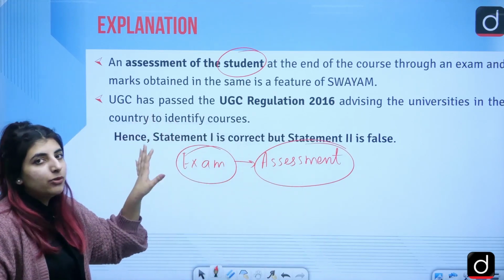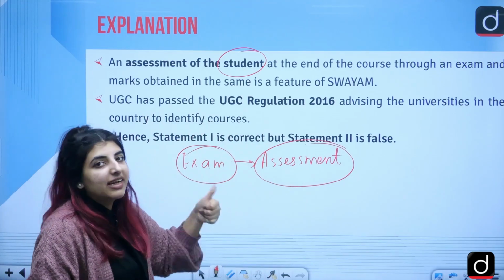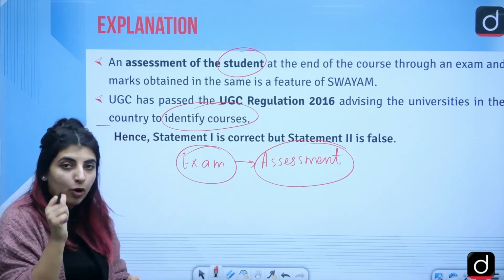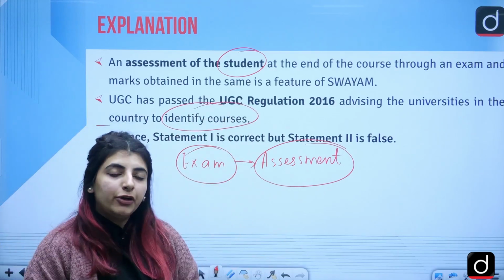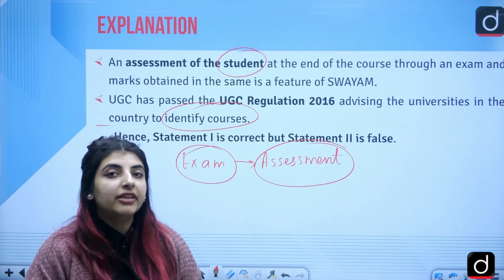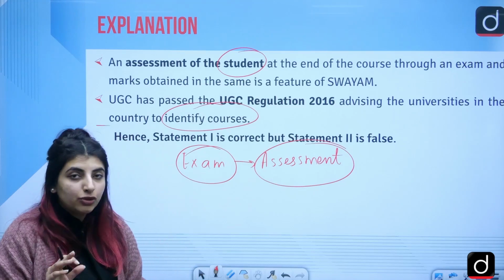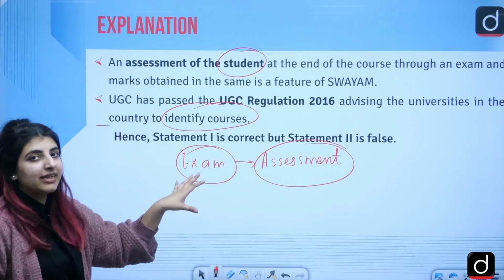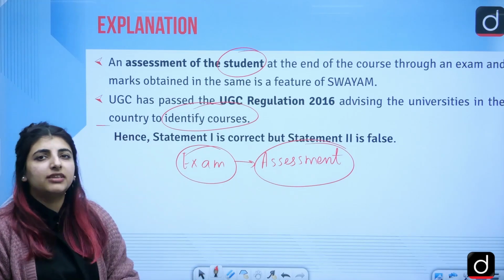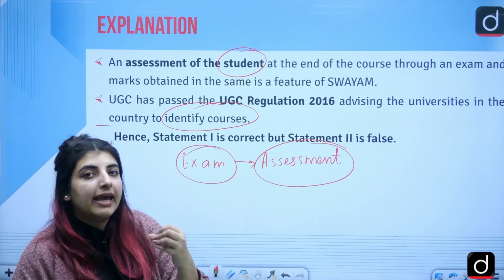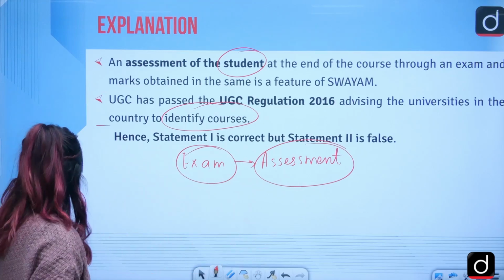UGC has passed the UGC Regulation 2016 advising the universities in the country to identify courses which obviously are important from every point of view, that this is a course which should be there on the SWAYAM platform, right? So these are the certain things which you should be knowing. Hence, statement 1 is correct and statement 2 is false because it does not talk about anything which is related to the girls' education or girls' health in its entirety, correct?